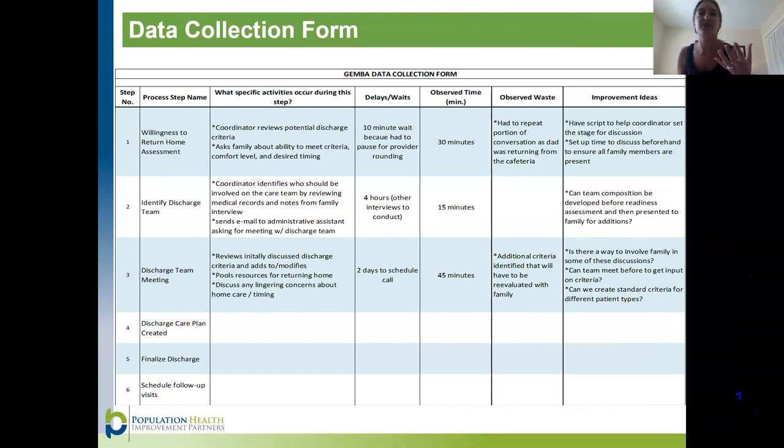They said the coordinator reviews potential discharge criteria. The families asked about their ability to meet the criteria, their comfort level, and the desired timing of transition. They noted that they saw a 10-minute wait because they had to pause for rounding, that the total process time was 30 minutes, and that they did see some waste around having to repeat part of the conversation. And then of course they had some improvement ideas around scripting and setting up a time beforehand to ensure that all the family members were able to be present.